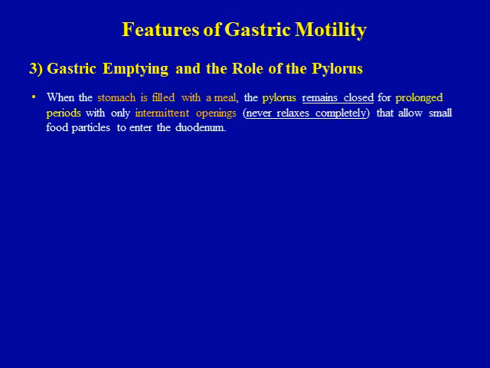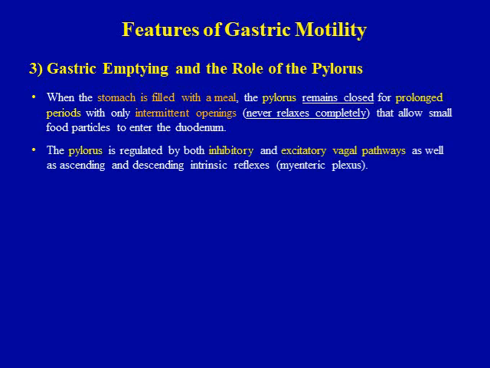The third motility pattern of the stomach during the fed state is gastric emptying. And here the pylorus has a very important role. When the stomach is filled with the meal, the pylorus remains closed for prolonged periods with only intermittent openings. The pylorus never relaxes completely during a meal. This will allow small food particles to enter the duodenum. The pylorus is regulated by both inhibitory and excitatory vagal pathways, as well as ascending and descending intrinsic reflexes through the myenteric plexus.